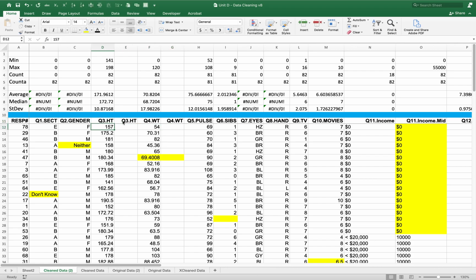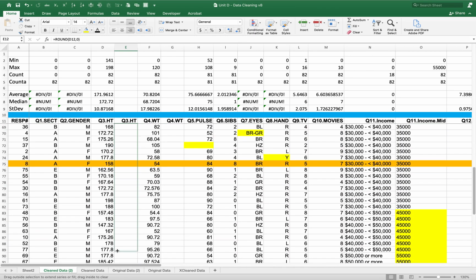Okay, now what you can do here is you can use a round function. So equals round, and we're going to take that number there, and we're going to round it to 0 decimal places. You could use an integer function, but what you want to do is actually round it, so it rounds up or round down to an integer value here. So round D4, comma 0. And so that makes it 157. I'm going to copy that all the way down, like that.